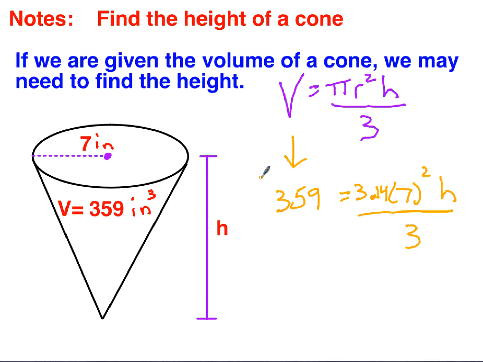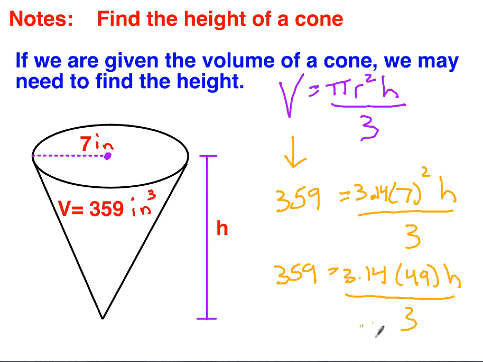What I want to do is solve for h, and get h by itself. Really, it's pretty simple and very similar to solving for height for the volume of cylinders. Normally, we always say let's do our exponent first, so let's just get the exponent done. I have 359 equals 3.14 times, here's my exponent, 7 squared is 49, times h. So I got my exponent done, and all of this is divided by 3.